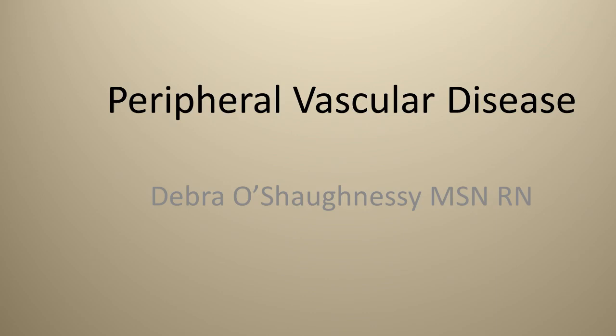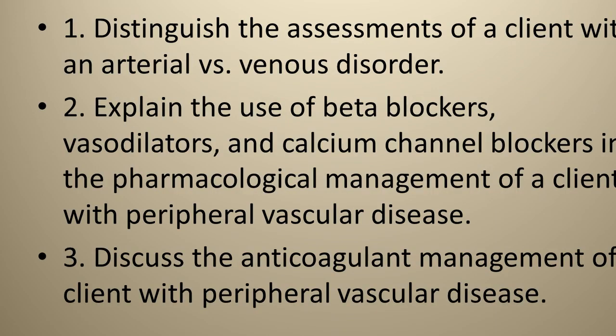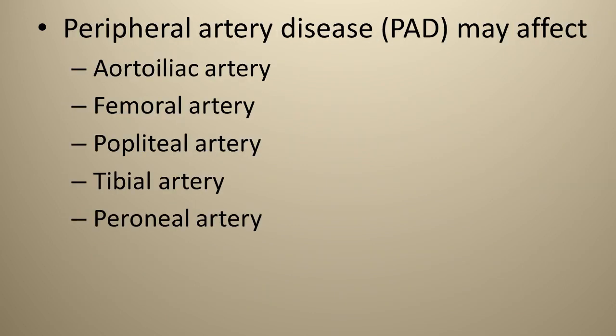So when we talk about peripheral vascular disease, we are really referring to the result of systemic atherosclerosis. And again, it occurs just like it does in the coronary arteries, and again can happen in the peripheral vessels as well, okay? When we talk about PAD, or peripheral artery disease, it can affect the aorta, iliac arteries, the femoral, the popliteal, the tibial, and the peroneal arteries, okay?